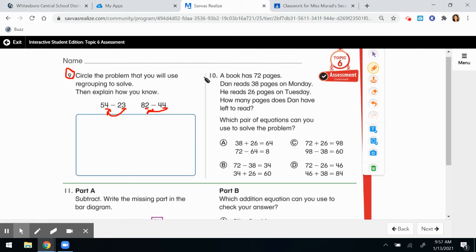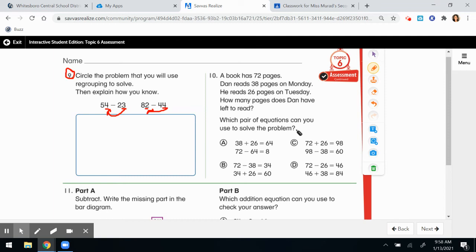Number 10. A book has 72 pages. Dan reads 38 pages on Monday. He reads 26 pages on Tuesday. How many pages does Dan have left to read? Which pair of equations can you use to solve the problem?